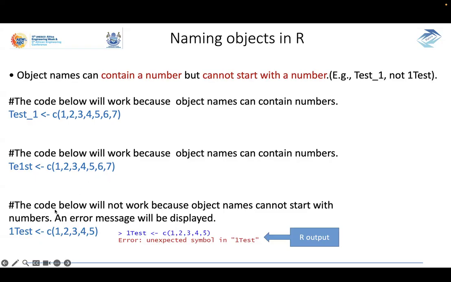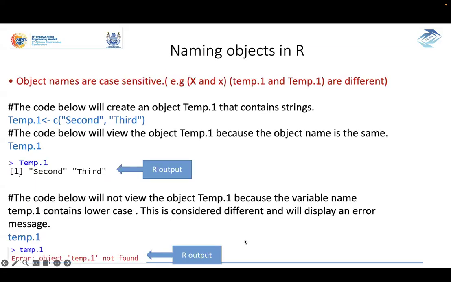Now, if we do the same, and now we start with 1 as the name of the object, we will not be successful. We will get this error, unexpected symbol. Okay, I think I've already explained this.